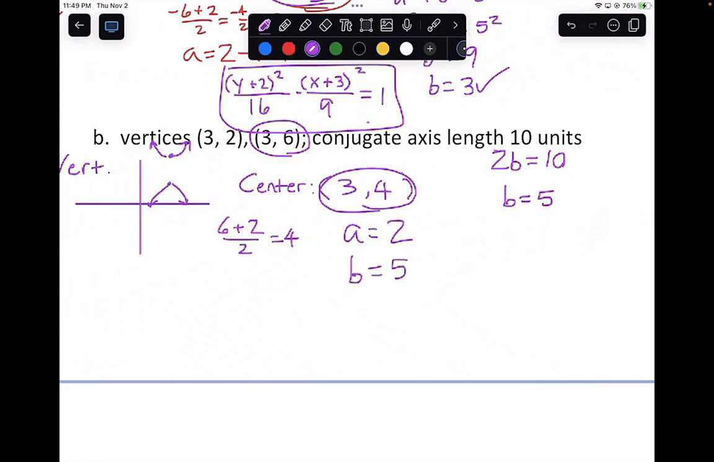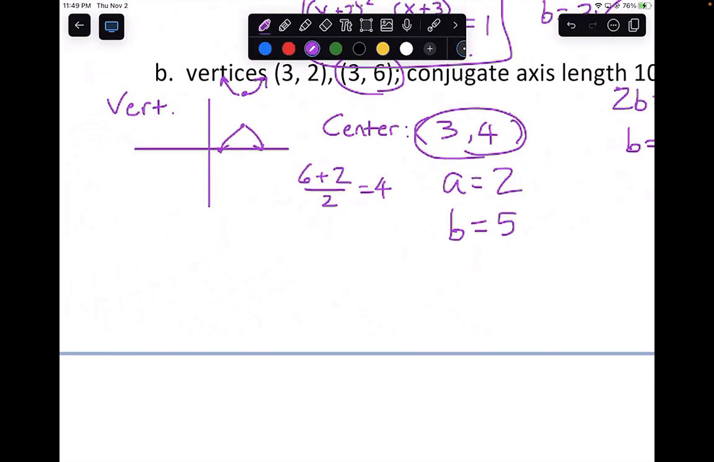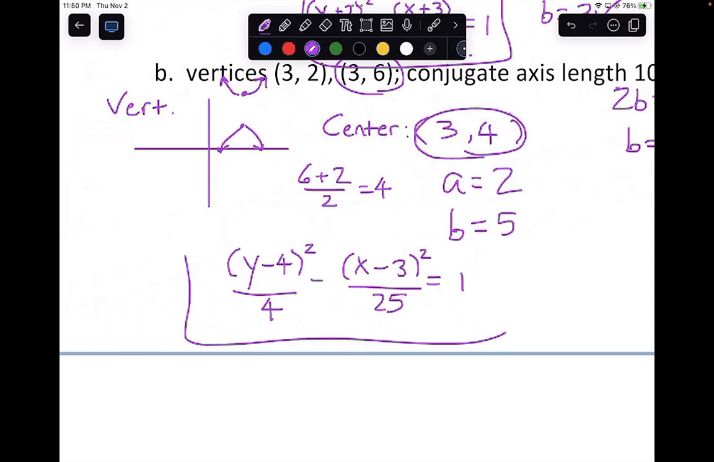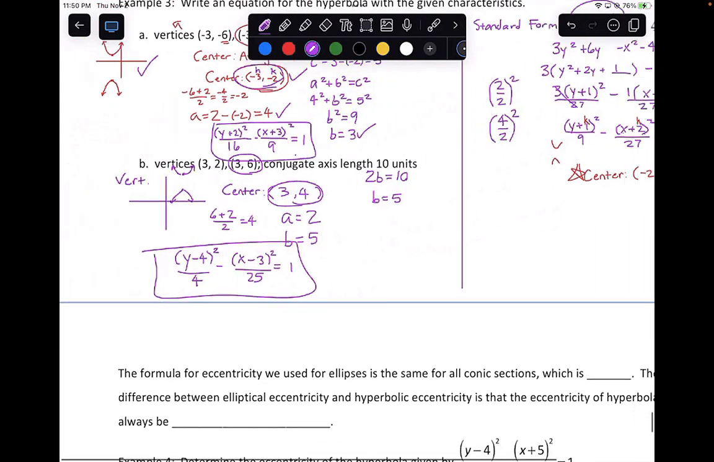What's nice about this one, we don't have to mess around with the c or the foci. We can go ahead and start putting this together. Remember, if it is a vertical one, it'll start with a y. It'll be y squared, a minus, and then x minus something squared equals 1. A squared will always be first, so it'll be 4 there right away. B squared will be second, 25. And then remember h and k. K goes with y, so it's minus 4, and then minus 3 with the x. So be careful, real easy to mess that up there.